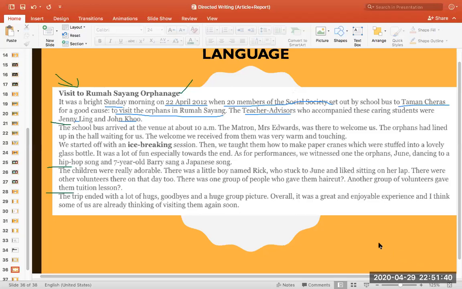Okay, and then you want to look at the tenses. You want to look at the language. So you have past tense. Past tense. Past tense. So you can see apa yang sudah berlaku is in the past. Right? That's the language.